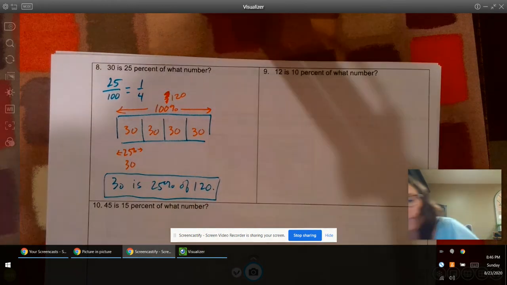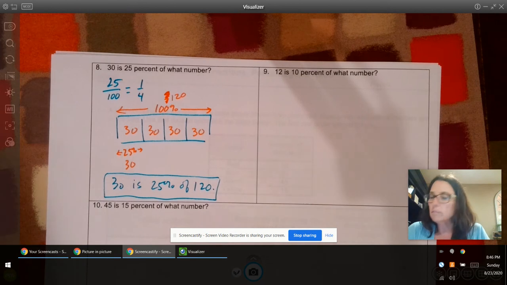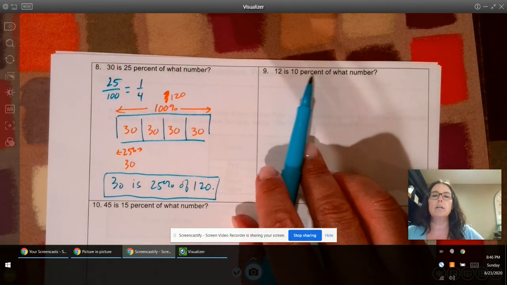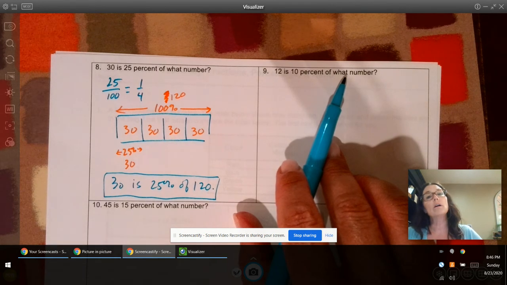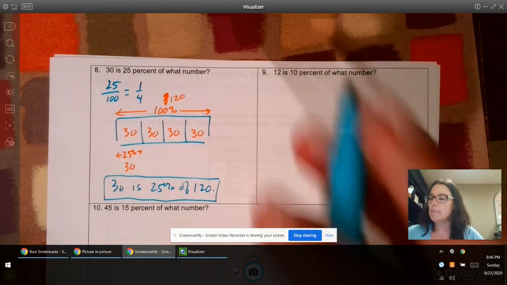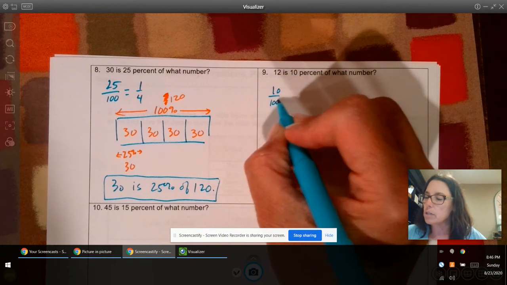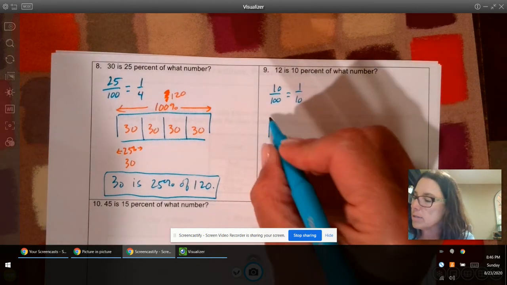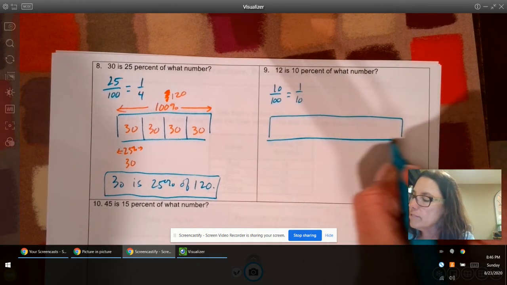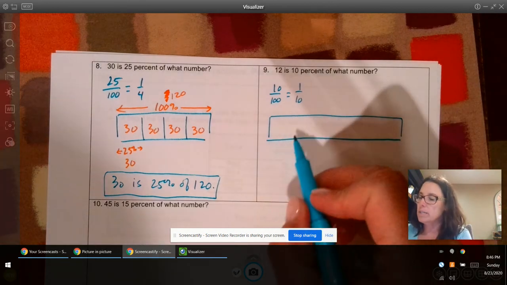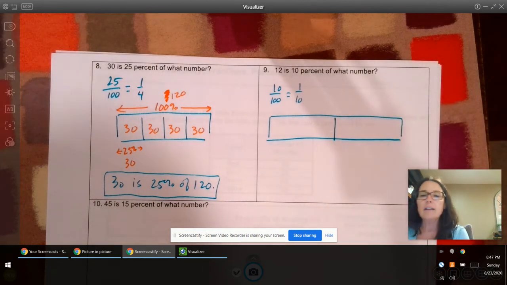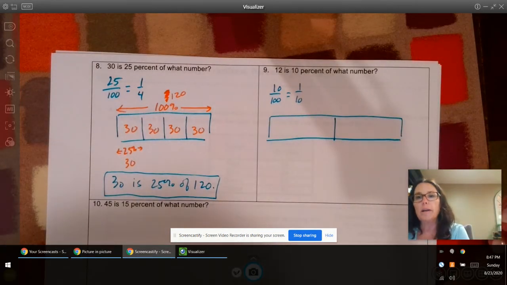All righty, let's do another one. 12 is 10% of what number? Okay, so we're given a part, we're given a percent, and we're asked for the whole. Okay, and remember I said whenever you're given the percent, that's where you start, 10 over 100. Okay, so this is a little bit larger of a box. And when you have 10, if I started here and went 10, I would totally end up really ugly. So I'm going to cut it in half and do 5 and 5. That's much more manageable for me.